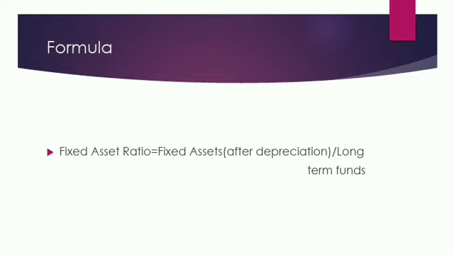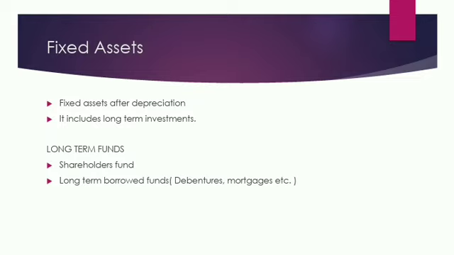The fixed assets include fixed assets after depreciation, and here we also take the long-term investments in the case of fixed assets. And the second component is long-term funds. The long-term funds include shareholders' funds and long-term borrowed funds like debentures, mortgages, long-term loans, etc. These are the two basic components of the fixed asset ratio: one is fixed assets and the second is long-term funds.